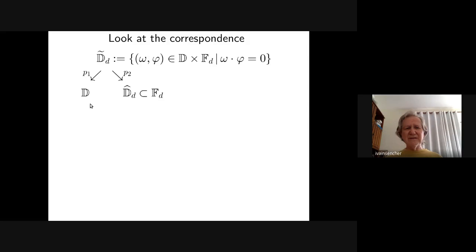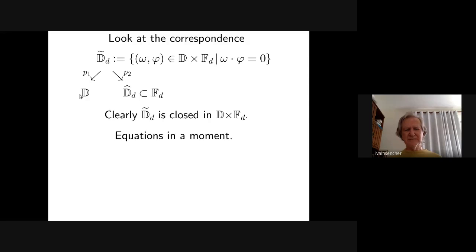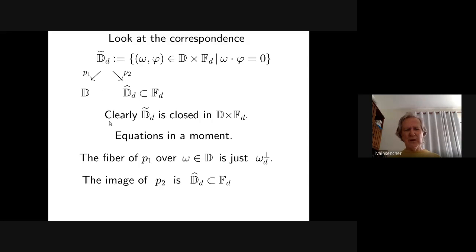So we'd love it if the first projection, that means fixing omega, were a projective bundle. That's what would be lovely. But it doesn't happen very often. It's very hard to control the dimension of the fibers here. Now it's clear that this correspondence is closed. I'll talk a little more about the equations in a moment. The fibers of P1 is just the orthogonal of the distribution. The image is the union of all foliations tangent to some distribution in the family. So it's closed because it's the image of something which is obviously closed.